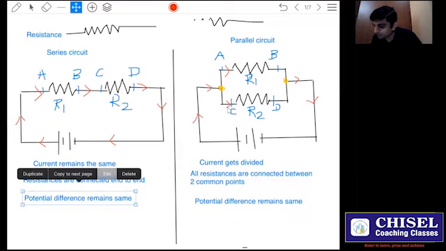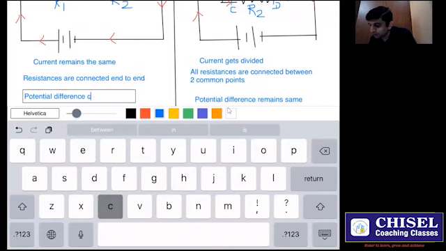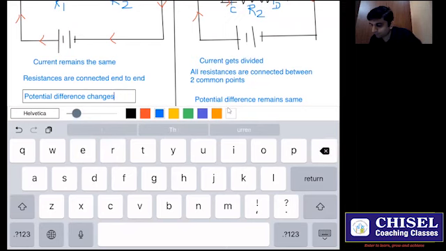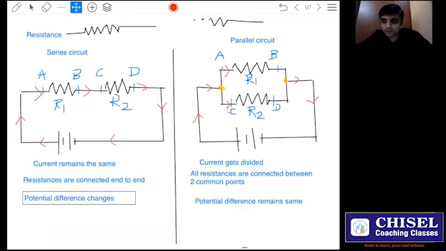here the potential difference changes for resistance. Now, why do I say it changes? Why do I say that the potential difference changes is, just have a look at this. The first terminal A is connected to the positive end and B is not directly connected to the negative end of the battery. C point is not connected to the positive end of the battery, but it is connected to point B. So both the resistances don't have direct access to the battery. Hence we say that the potential difference changes.